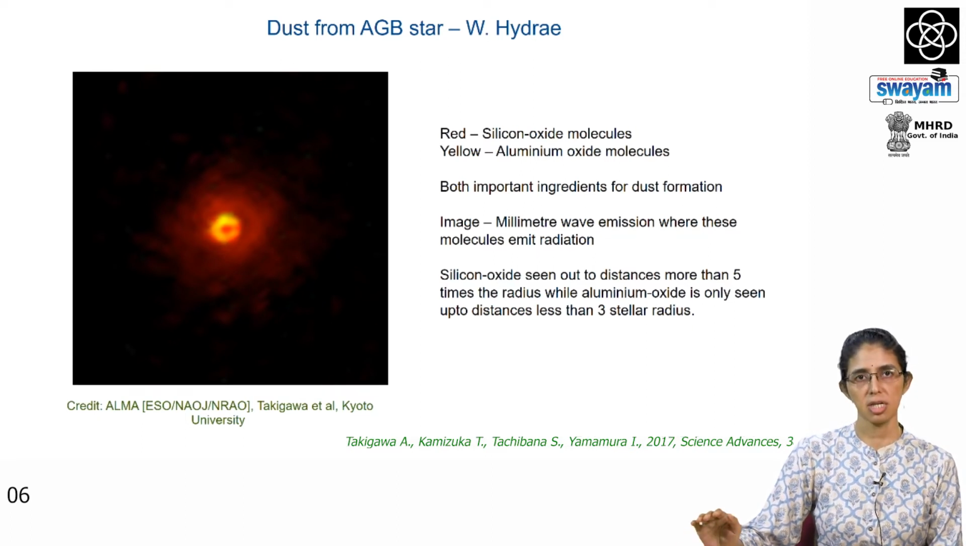While the silicon dioxide is found to extend to very large regions, the aluminum oxide is very close to the star. This helps researchers understand the process of dust formation in the envelope of the asymptotic giant branch stars.